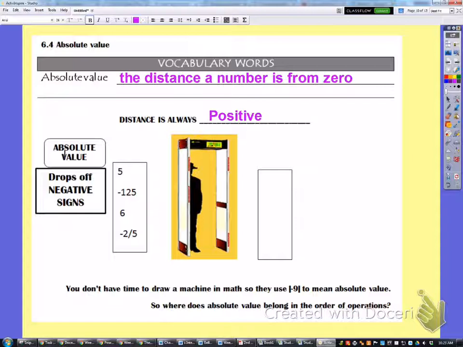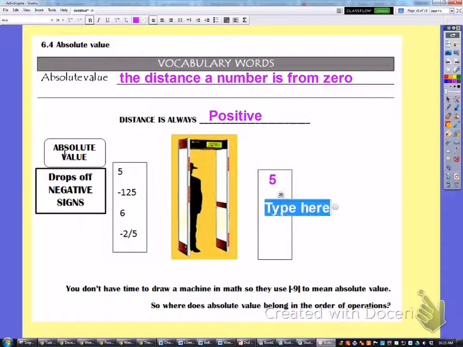It's like a metal detector at an airport. When you go through, you take all the metal stuff off first and come through, and it's just you. You don't have anything with you. So as these numbers pass through the absolute value, the only thing that happens is that we drop off negative signs. So 5, if it passes through, it didn't have any metal to start with, so it's just 5.